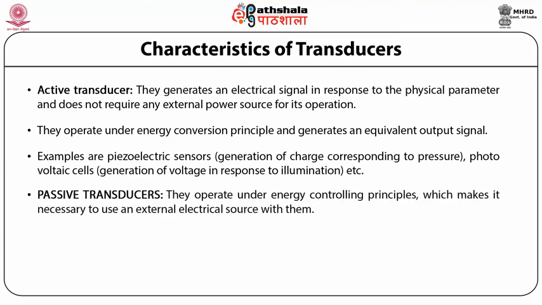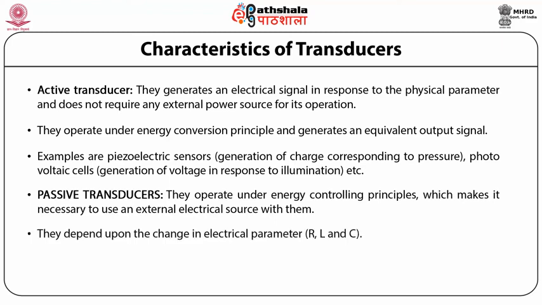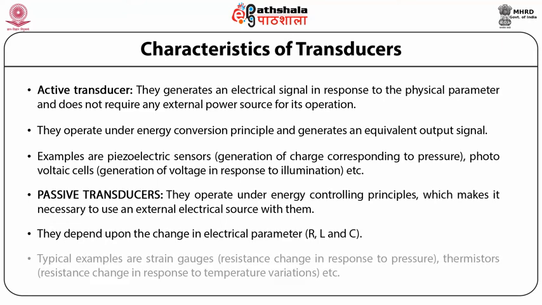Next is a passive transducer. They operate under energy controlling principles, which makes it necessary to use an external electrical source with them. They depend upon the change in electrical parameter R, L, and C. Typical examples are strain gauges, that is, the resistance changes in response to the pressure, thermistor, resistance changes in response to the temperature variations, etc.